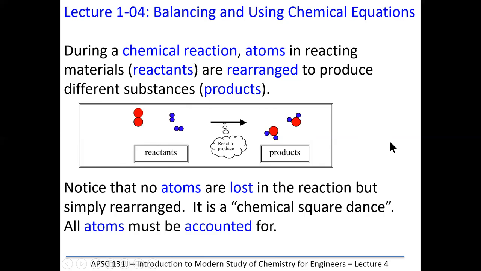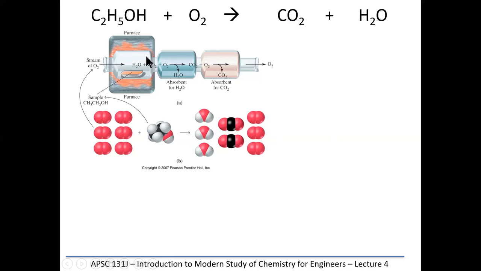What we have here is a combustion chamber. We have ethanol, C2H5OH. We're feeding in a stream of oxygen in the reaction chamber, and we have enough oxygen so that the ethanol burns completely in what we call a complete combustion. In a complete combustion, there's enough oxygen to make CO2 and water. If it were an incomplete combustion, we would make carbon monoxide and water, or we would make carbon and water.